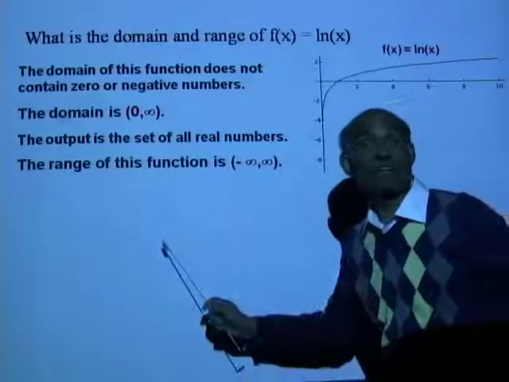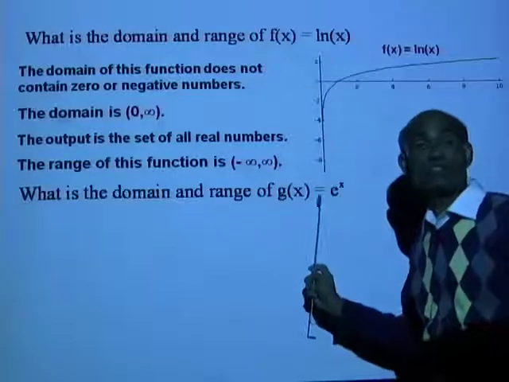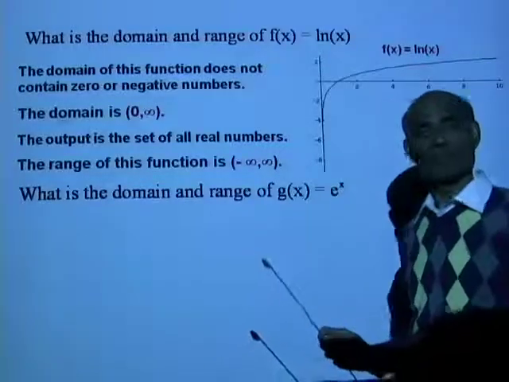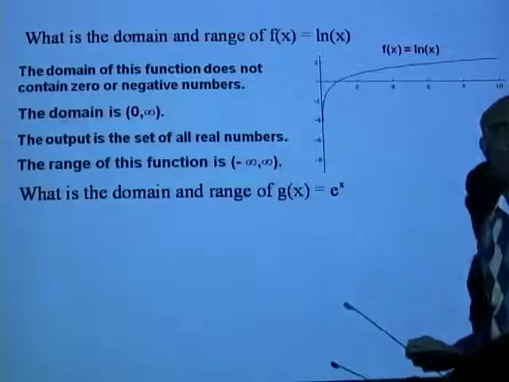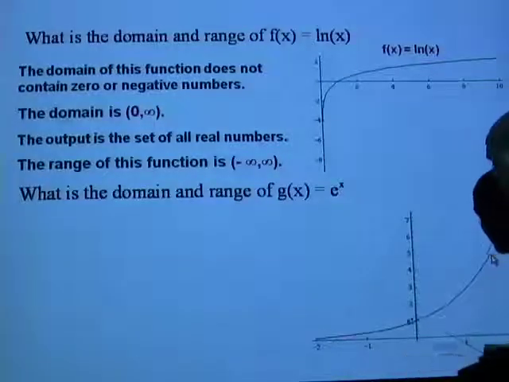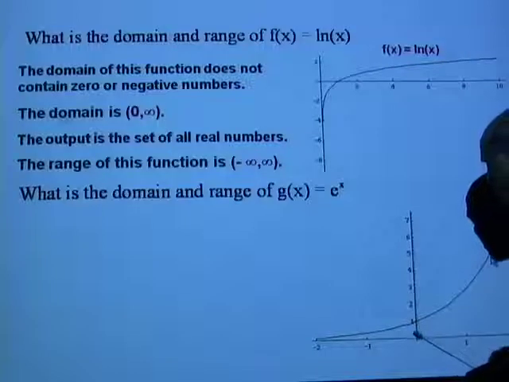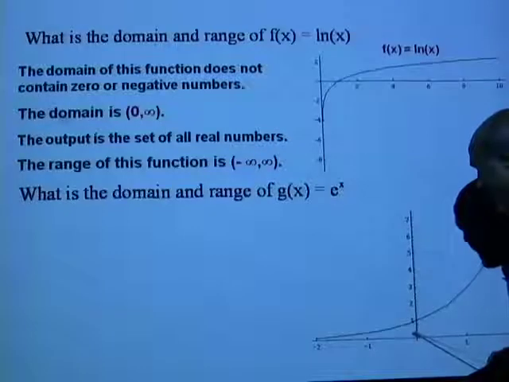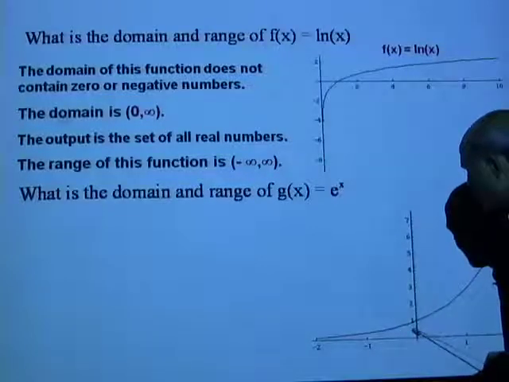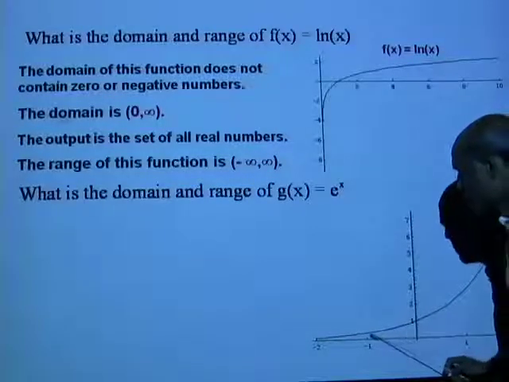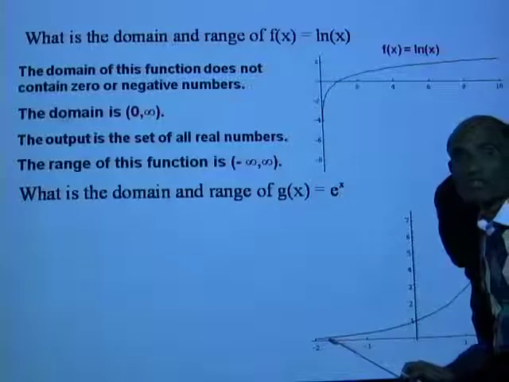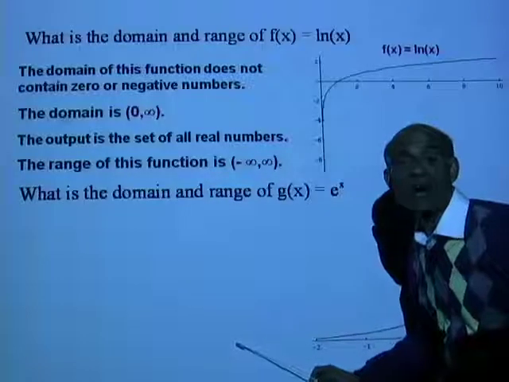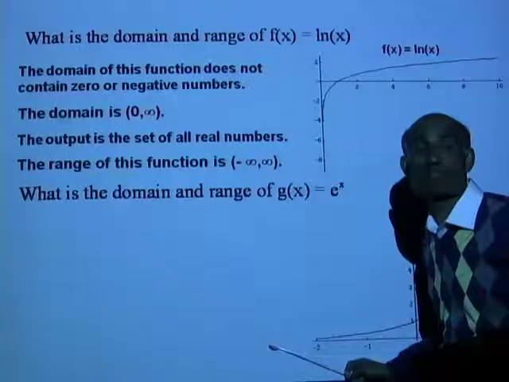Let's now look at a similar function, g of x equal to e to the power of x. How does the graph of that look? Well, that is the graph of e to the power of x. When the input is 0, the output is 1. And as the input is less than 0, the output approaches y equal to 0, but you can never get an output of 0 for this function.